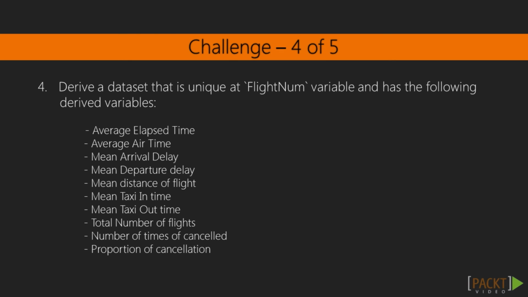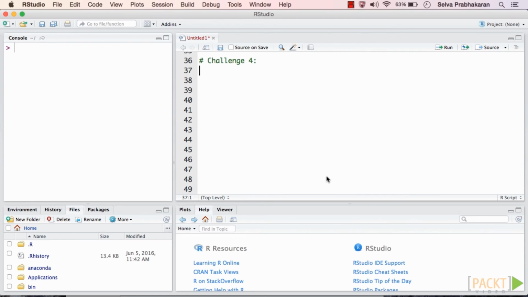Derive a dataset such that it is unique at the flight num variable and contains the following derived variables. The variables are listed here. We need to create a dataset at flight num level. That is, every row of the dataset should have a unique flight number, and the rest of the variables aggregated to that level. So let's use the aggregate function for this, with the function as mean.